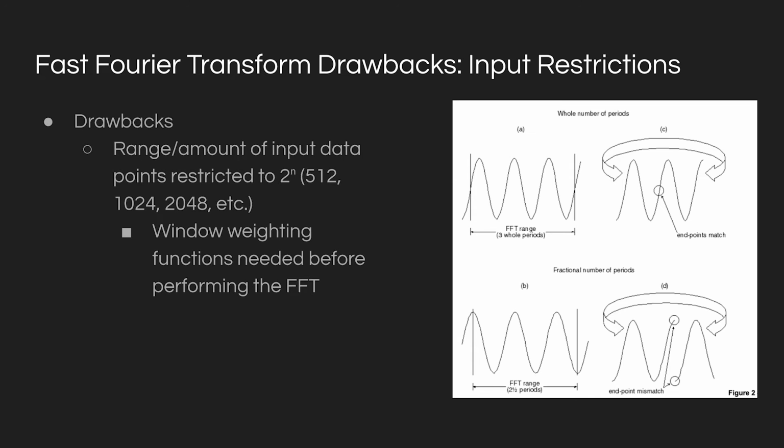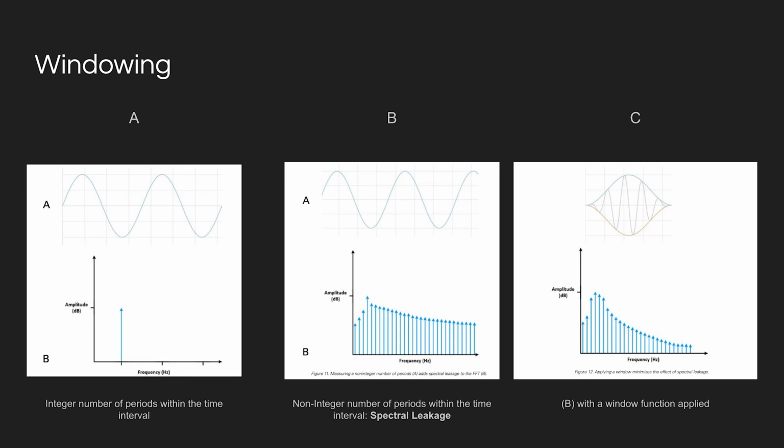This solution is the idea of windowing. Windowing is a process of applying a function to the input data before the FFT is taken of that data. The windowing function basically makes sure that the window within the frame starts and ends at 0 by adjusting the shape of the overall waveform.